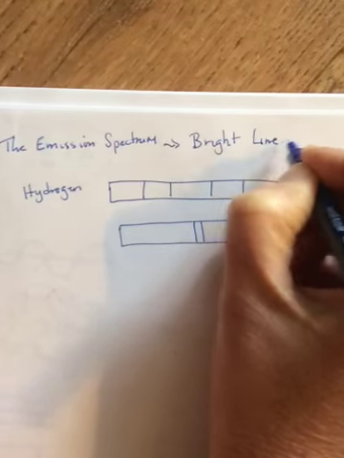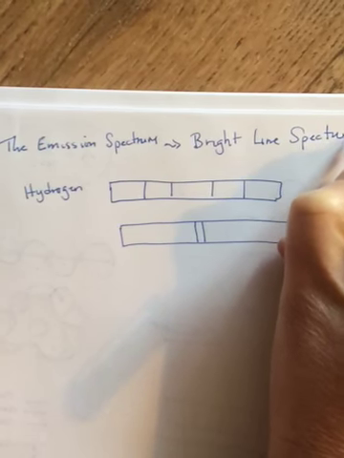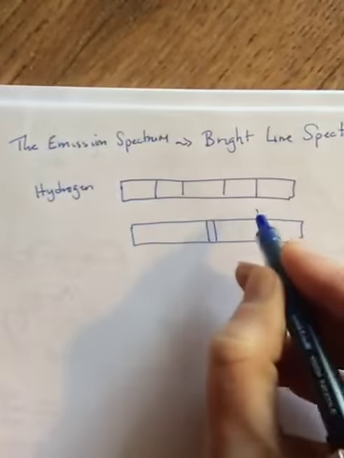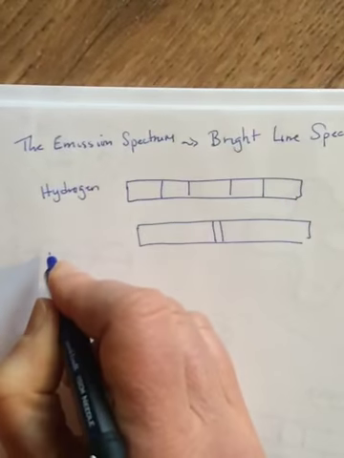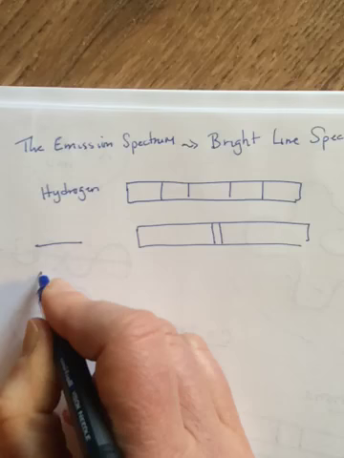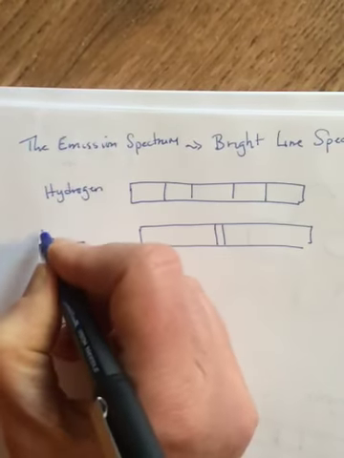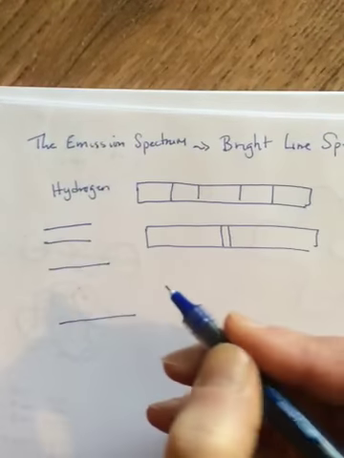Seems to make sense. Okay, now what's happening? Well, what's happening is these lines of color that we are seeing are matching the photons being given off as an electron falls from a higher level to a lower level.